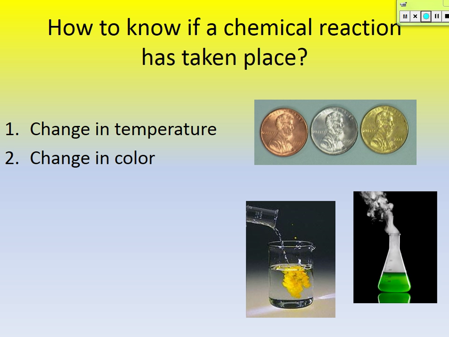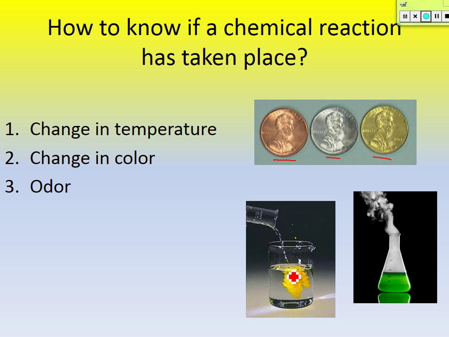Change in color. Like the golden penny lab, we saw the color change a number of times. Look at this example down here. We've got a clear liquid and he's pouring it into a clear liquid in this beaker, and when it hits, it changes color to yellow. It's a color change. It's a good sign that a chemical reaction is taking place.